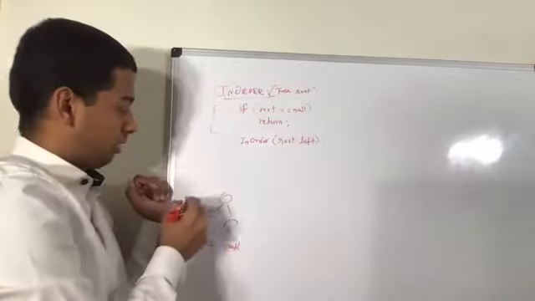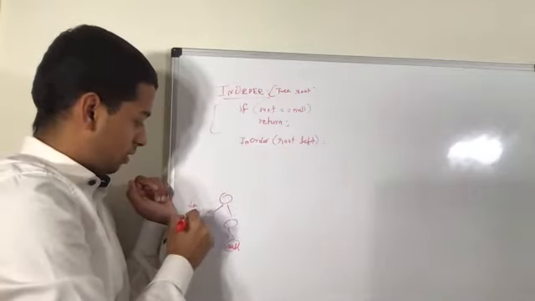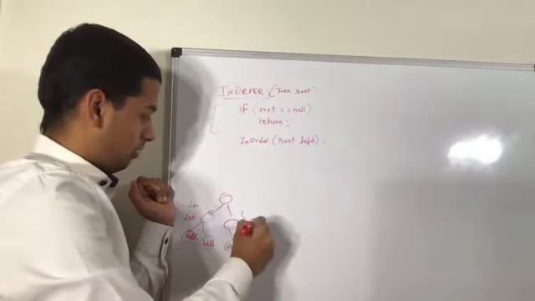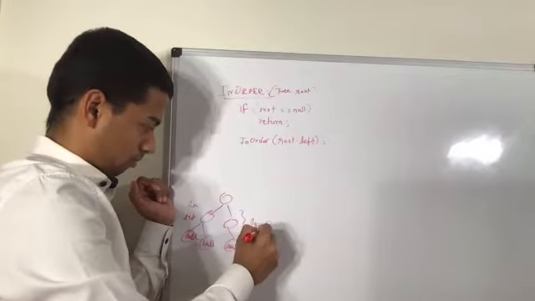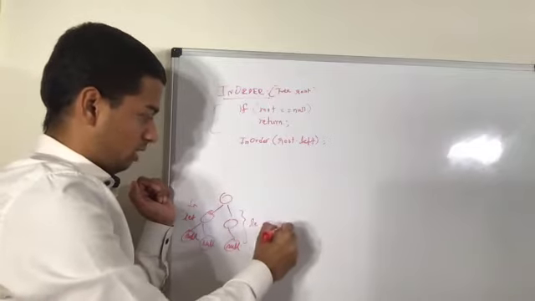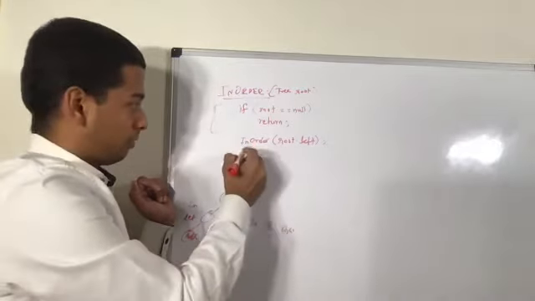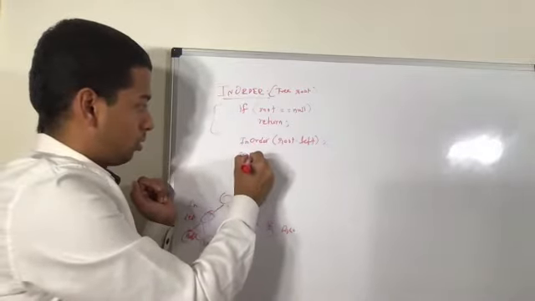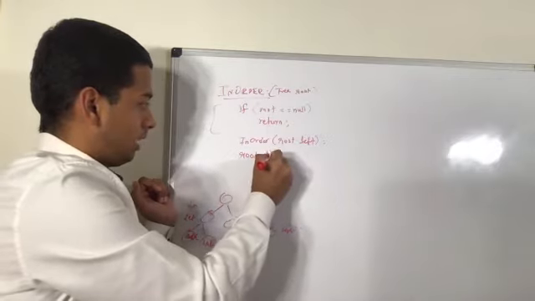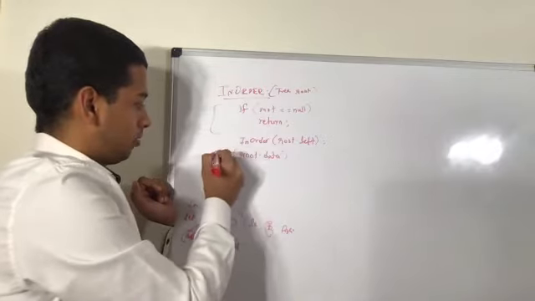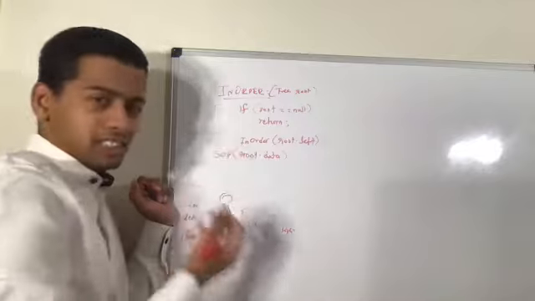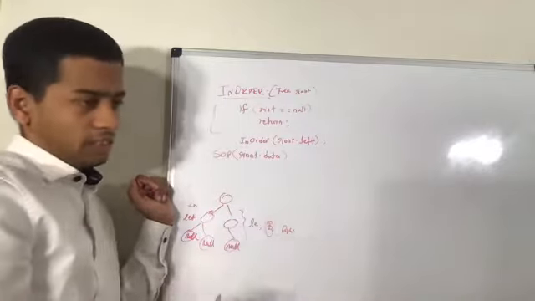Then what should I do? In order means left, then it is a root node, then it is a right node. After calling the left, I'll print that one. So root dot data. I'm just writing it as SOP. SOP means system.out.println in Java.